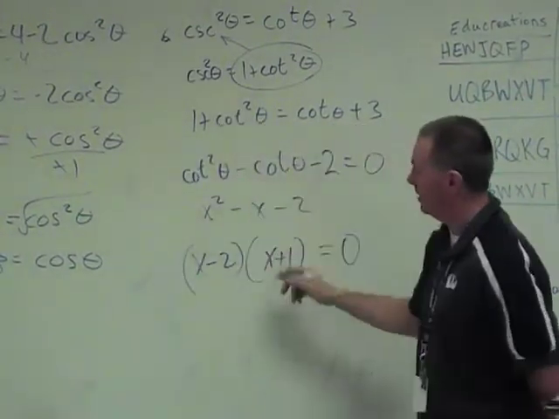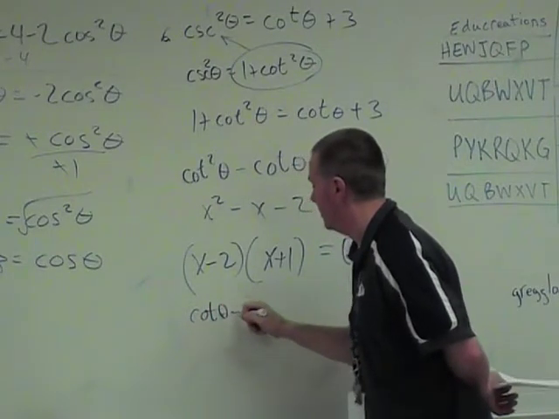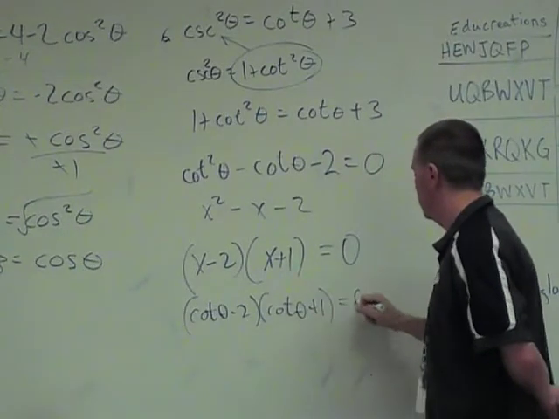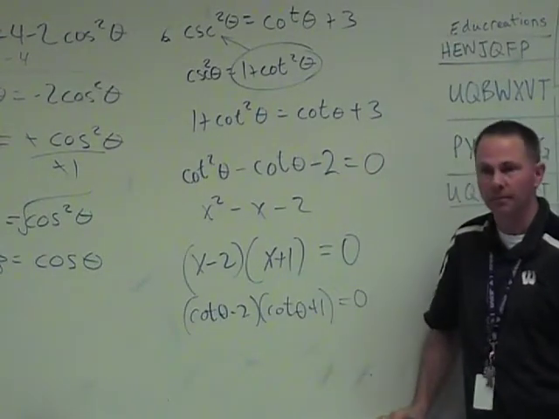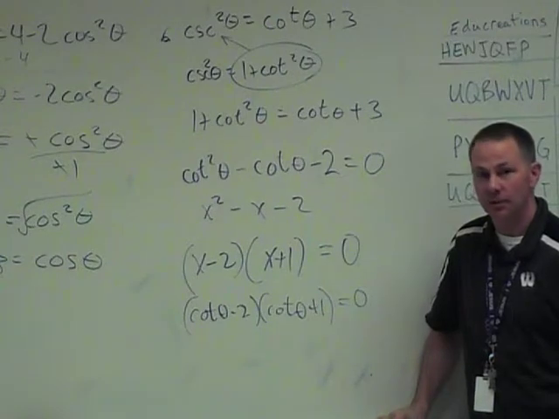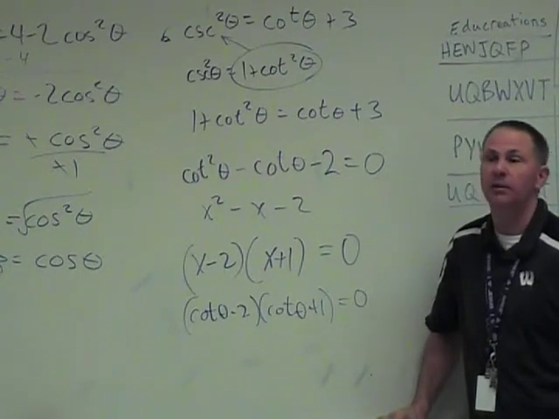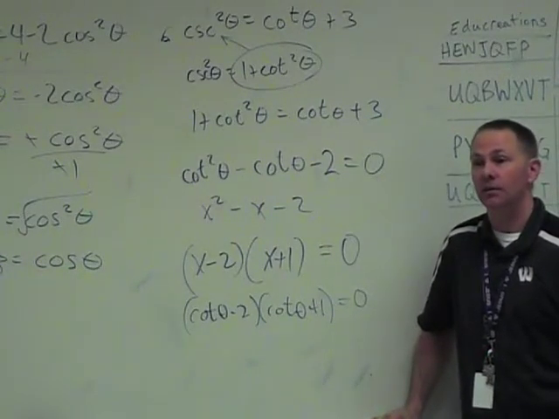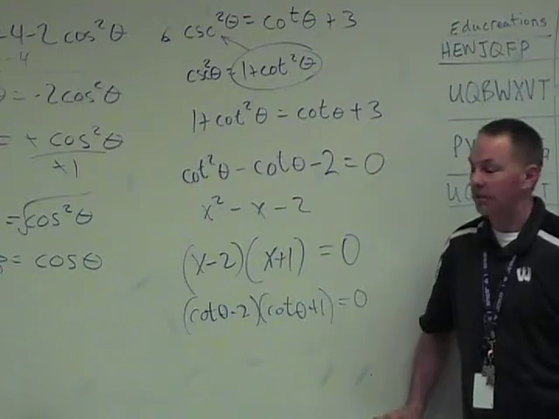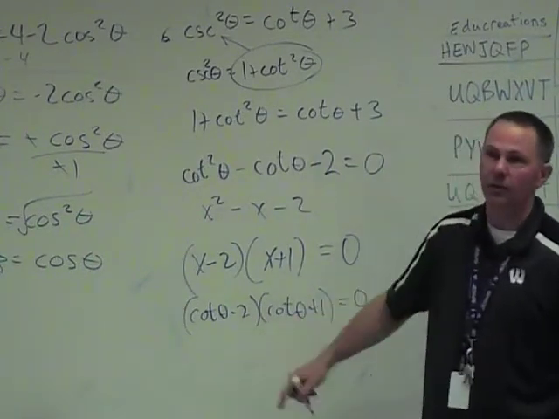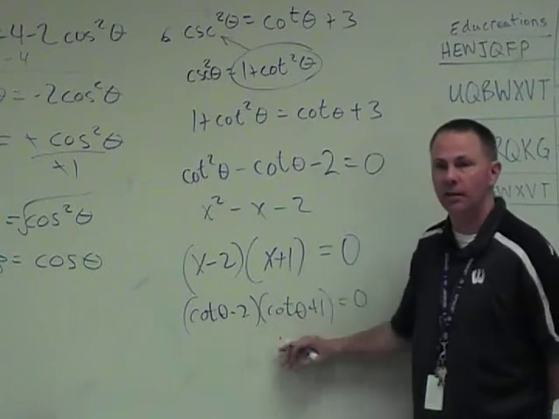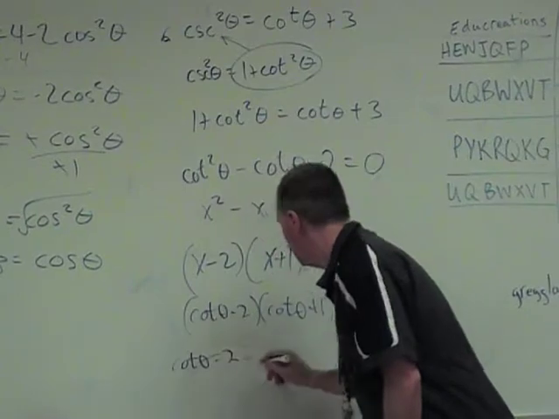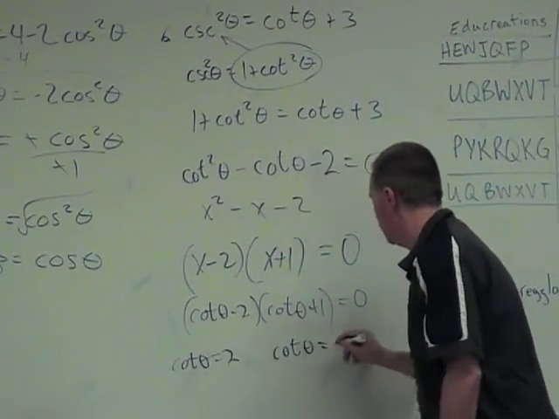Alright, this is the same thing. Cotangent theta minus 2, cotangent theta plus 1 equals 0. You all see that now? If not, you need to ask me for factoring help, and I will make sure you have plenty of help this weekend. That's ridiculous. Alright, now it's just like what we did yesterday. Zero product rule. Either this equals 0 or that equals 0. So the cotangent of theta equals 2, or the cotangent of theta equals -1.